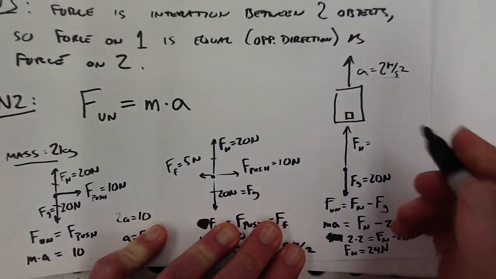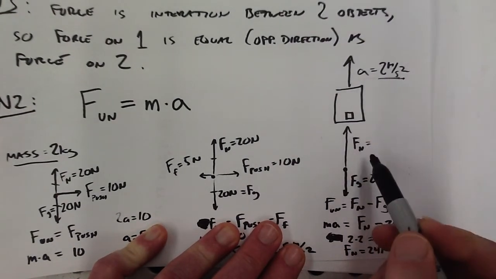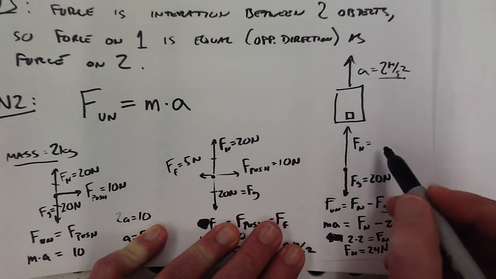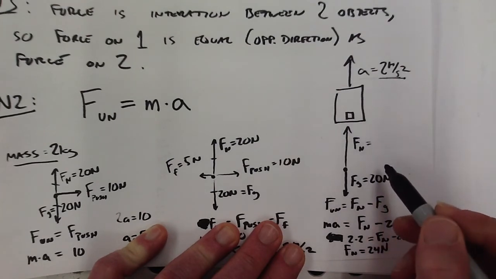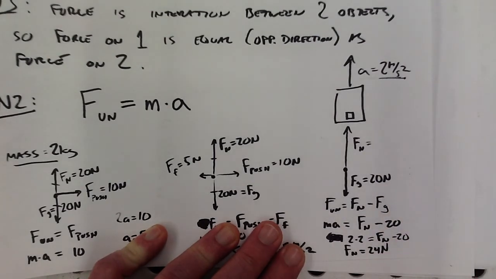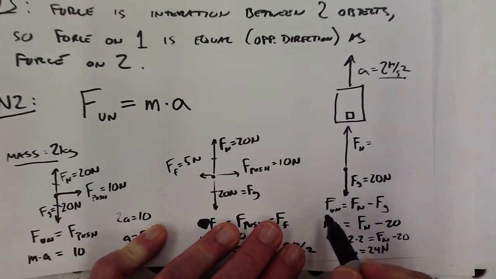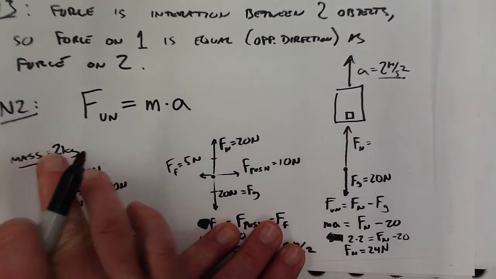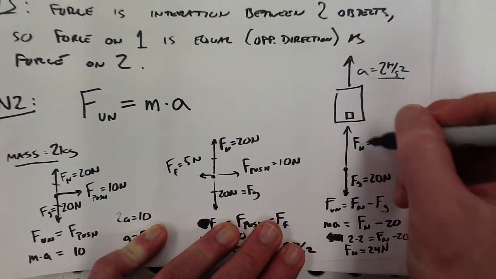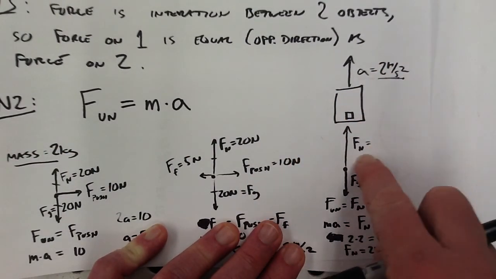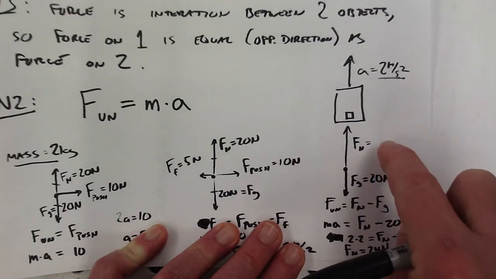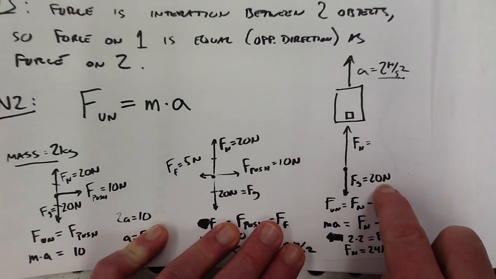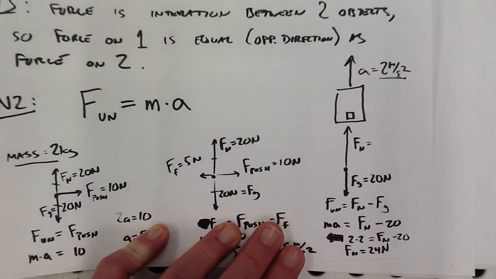So we figured out if this thing's accelerating at 2 meters per second squared, then there must be 4 extra newtons in the up direction. A lot of students make the mistake where they do unbalanced force is equal to mass times acceleration. They're like, oh, that's 4, and they just make this 4. But it's not. This isn't 4. This has got to be 4 bigger than that, right? That's why we write these equations here.